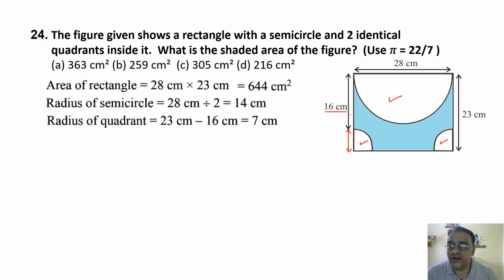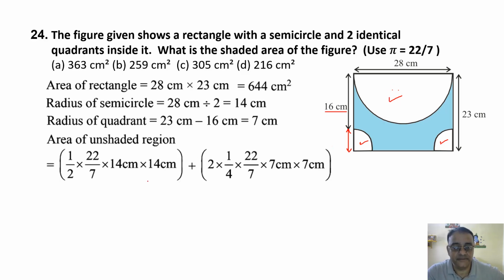Now the area of unshaded part we are going to find, right? Area of unshaded part हो जाएगा area of semicircle plus area of two quadrants, right? Half pi r square plus 2 times 1 by 4 pi r square, और इसका r है 14 और इसका r है 7. So we'll get this part. This is clear? Yes, sir.